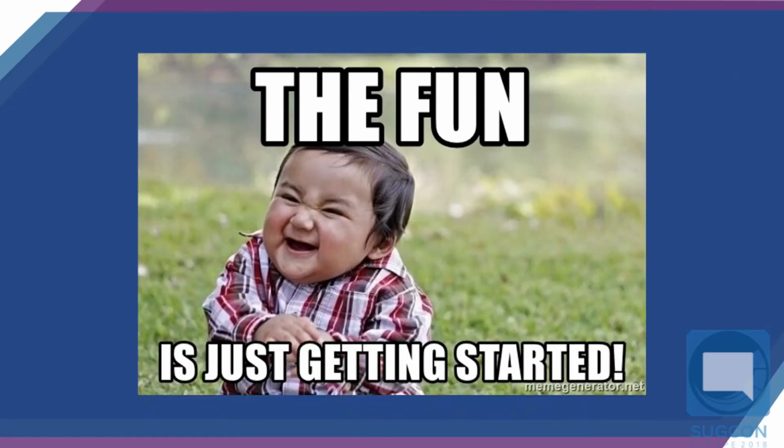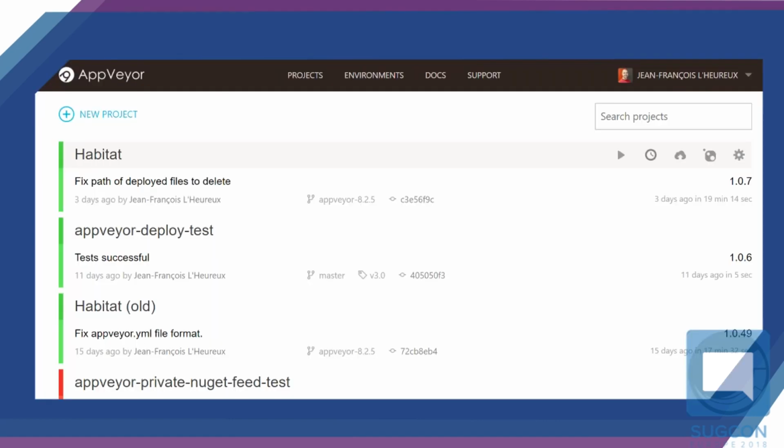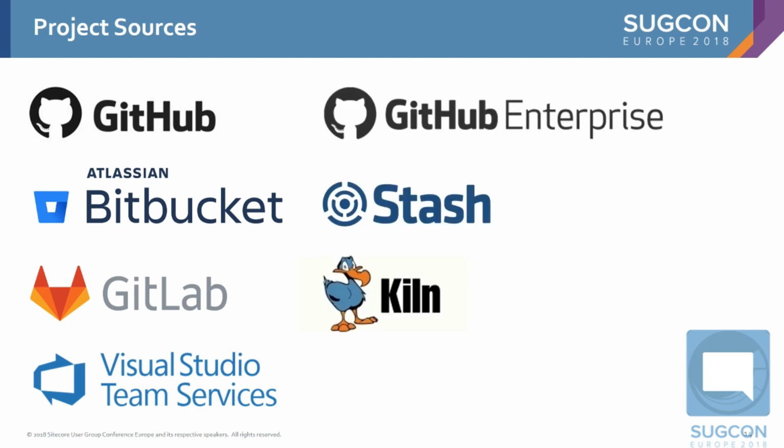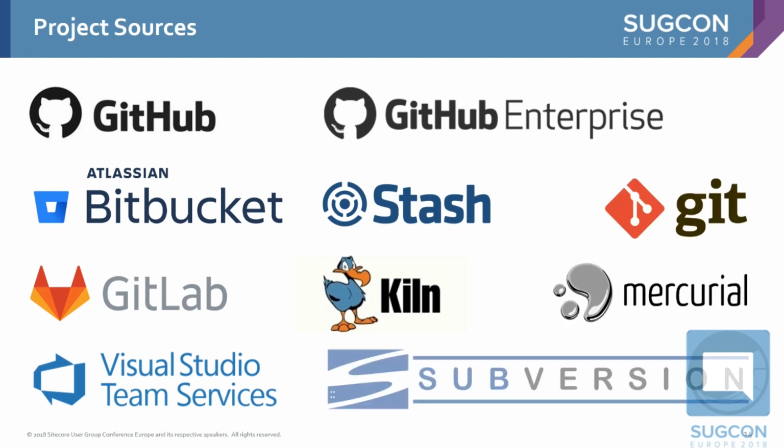So to get started with AppVeyor, it's really, really simple. You sign up with your GitHub or any other source control account, and you create a new project at the top left. It supports the 4 main source control solutions out there, as well as their enterprise versions, and any Git, Mercurial or Subversion repository, basically. If it's accessible from the internet, it can build it.